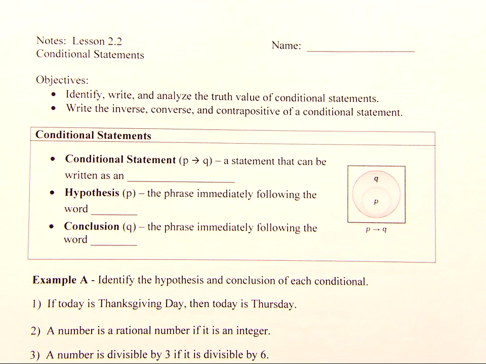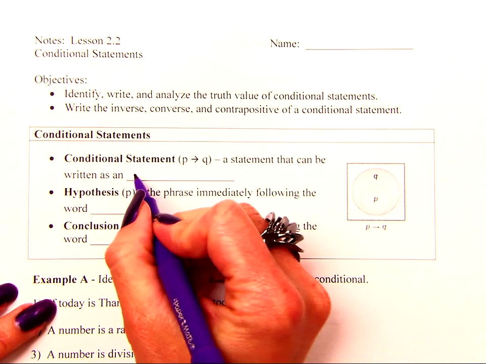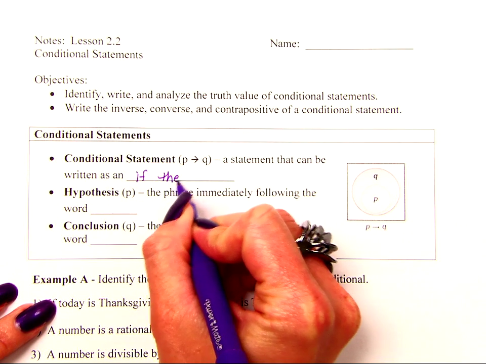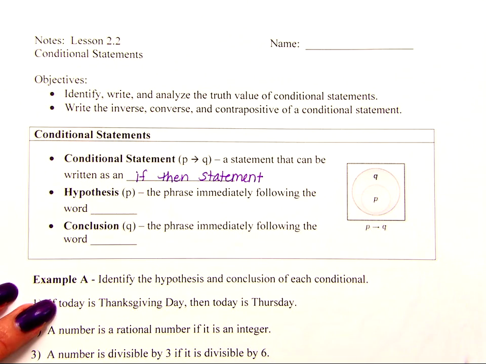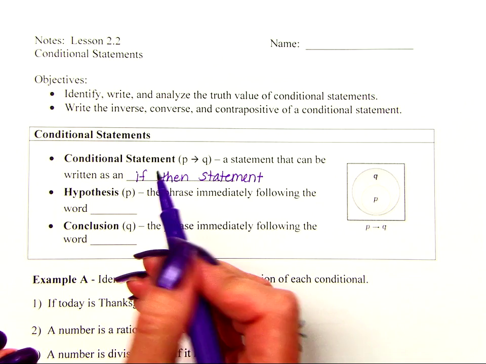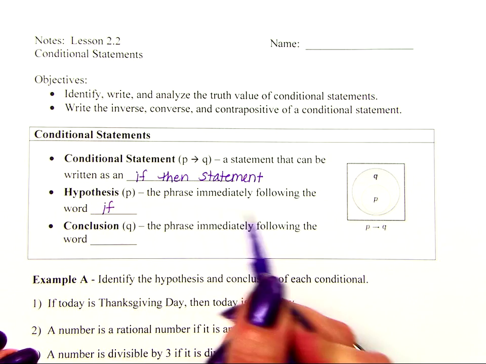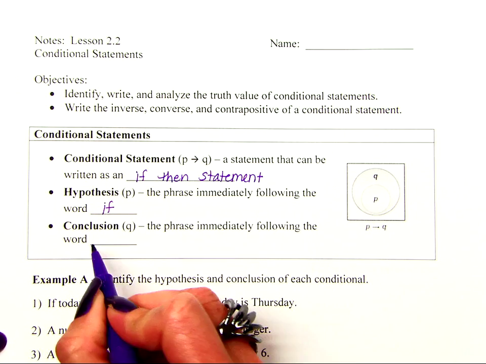In Lesson 2, we're going to be talking about conditional statements. A conditional statement is a statement that can be written as an if-then statement. And typically when they're talking about an if-then statement, they're going to refer to the hypothesis and the conclusion of those statements. The hypothesis is the phrase immediately followed by the word if, and the conclusion is the phrase immediately followed by the word then.